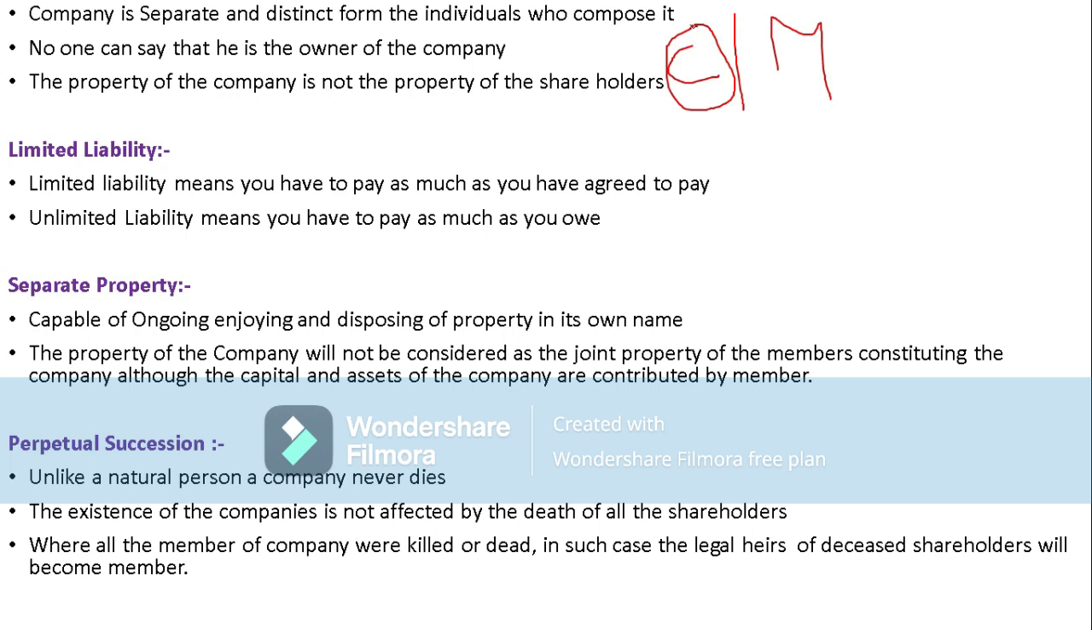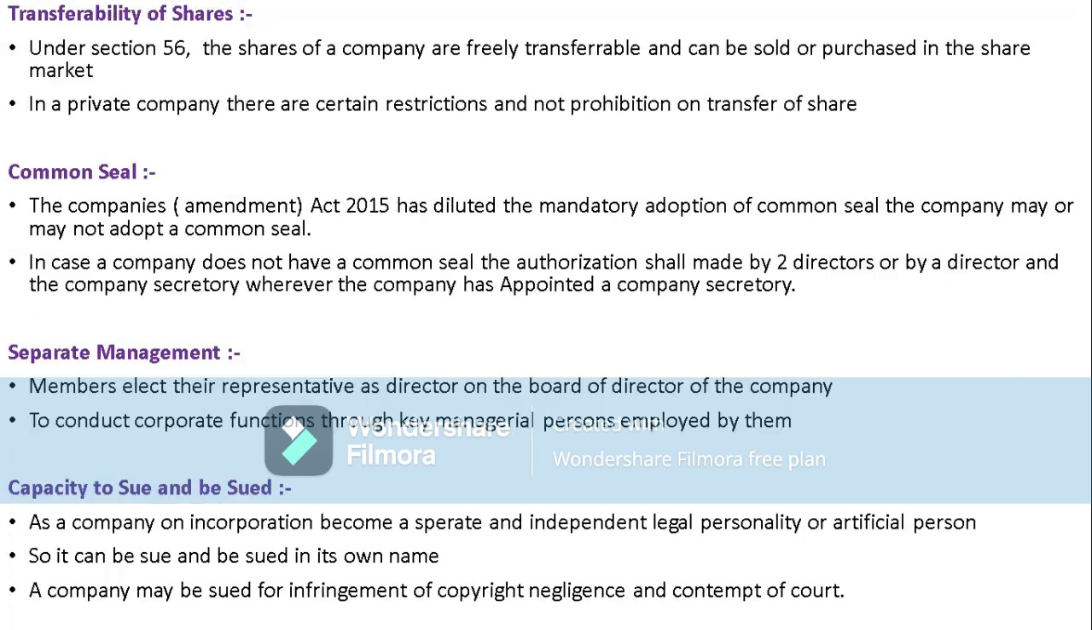So if the persons who are working there, or the shareholders, die, their legal heirs, their children, will become the members of the company. In that way the company will be in perpetual succession, continuity; it will not end. Now coming to another aspect, transferability of shares.